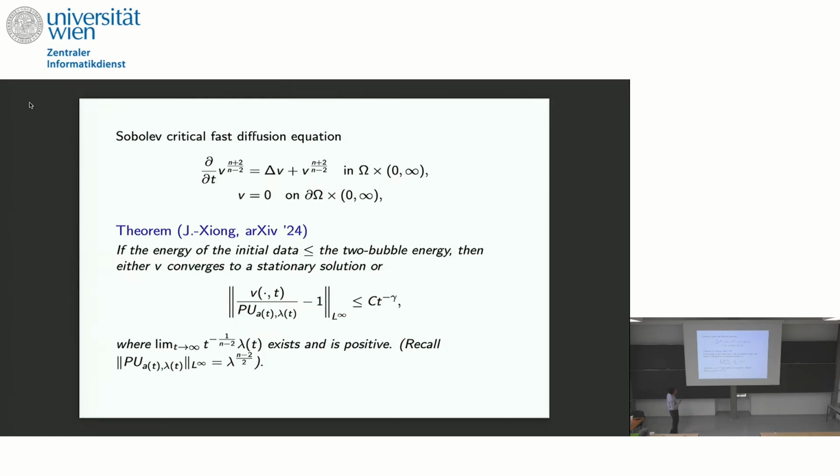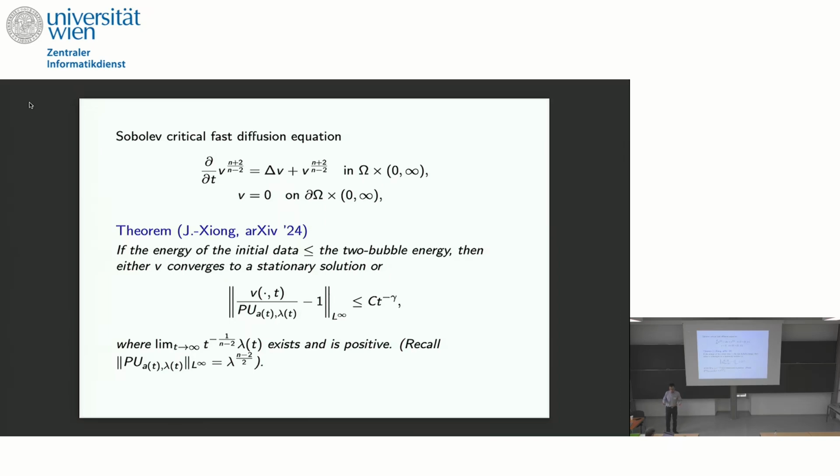So what we can do is this. If the energy of the initial data is less than the 2-bubble energy, then V converges either to a stationary state, or the relative error of V and a bubble will converge to 0. Of course, this converges to a bubble, with a polynomial convergence rate. Furthermore, we can quantify lambda. Lambda grows like t to the power 1 over n minus 2. Recall the infinity norm of the solution is lambda to the n minus 2 over 2, so eventually it will grow like the square root of t. So it's consistent.